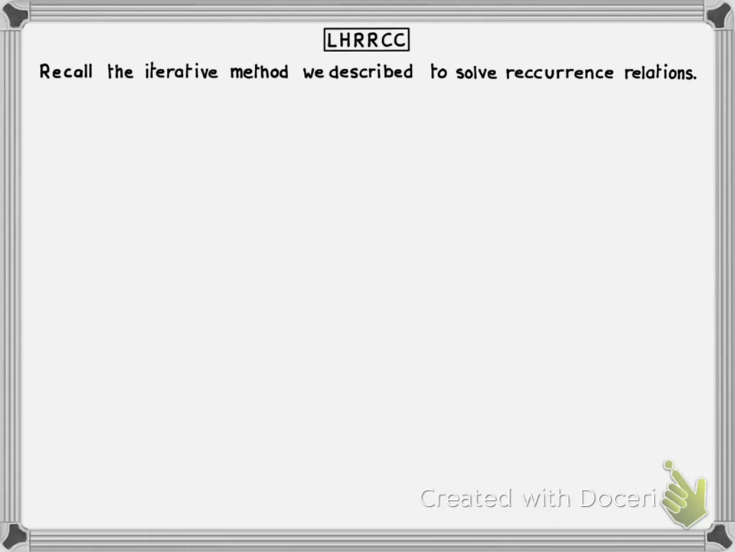Now the problem with the iterative method is that it's not really an algorithm. Remember, one of the steps is to identify a pattern. And this step requires insight. It cannot easily be programmed. It's not algorithmic or mechanical. So the iterative method is not really an algorithm.